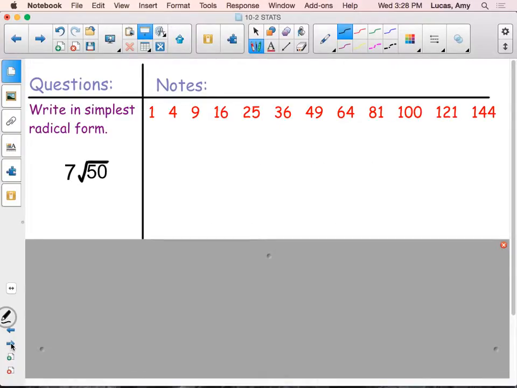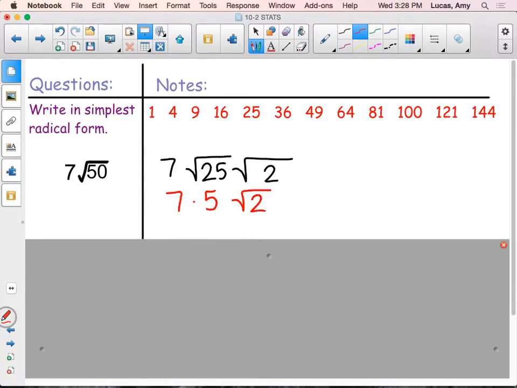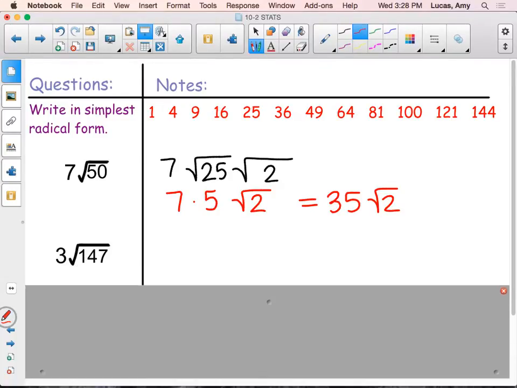Our next example, notice we have a 7 out in front of the square root of 50. I'm going to simplify the square root of 50. 50 is the same as 25 times 2. Then the square root of 25 is 5. So I need to multiply together 7 times 5, which gives me 35 times the square root of 2 for my simplest radical form.